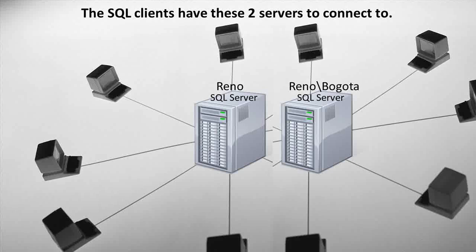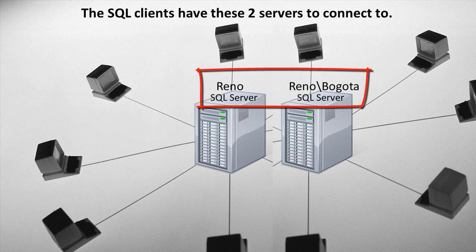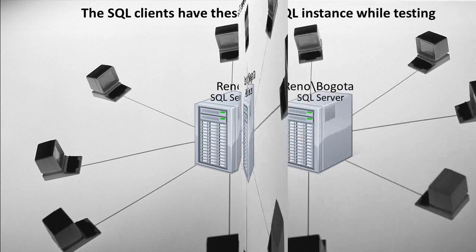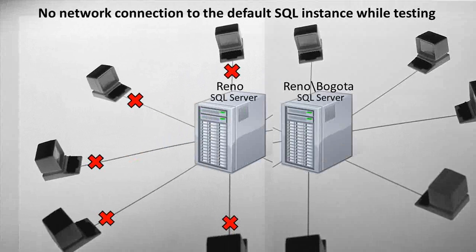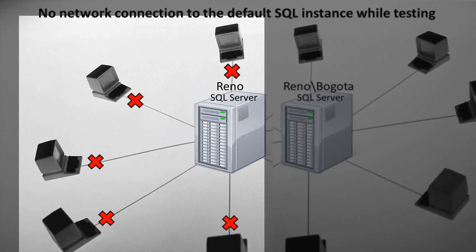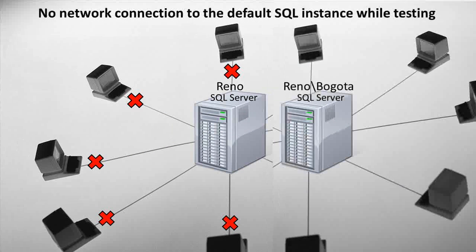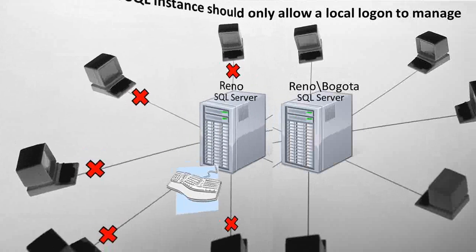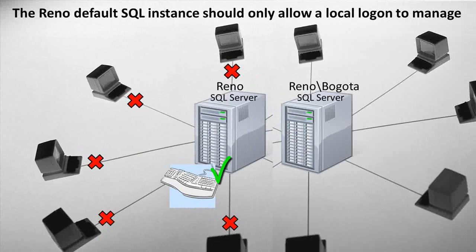As far as your clients are concerned, it looks like they have two choices and two different servers that they can connect to. Now you want to make sure that the default SQL instance of Reno is taken offline so that the clients can't connect to it. Since you're going to do some testing on it, you don't want Reno down, you just want it to be not available to network connections. So you want Reno to handle local connections while you do your testing.